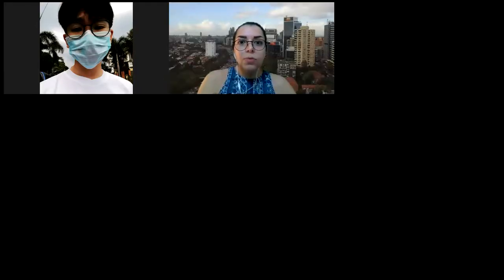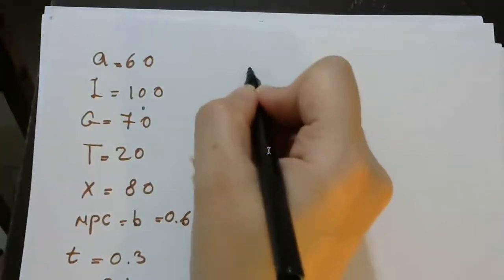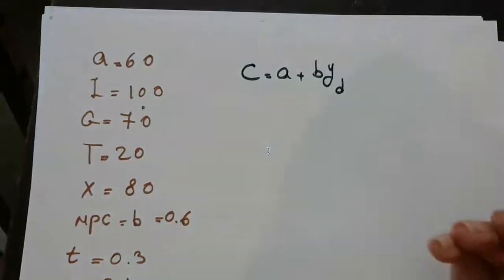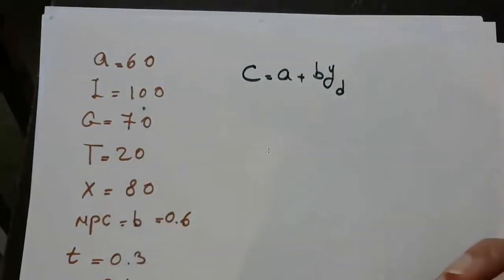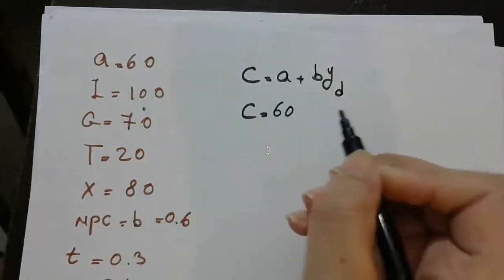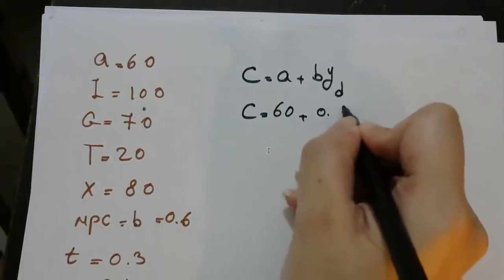Okay, let's do it together. Again, we go to share this. First part. What is the first part? As usual, the consumption function: C equals A plus B Y D. This time we don't have any transfer payment. So that's why we have A, which is 60, plus MPC, which is 0.6.